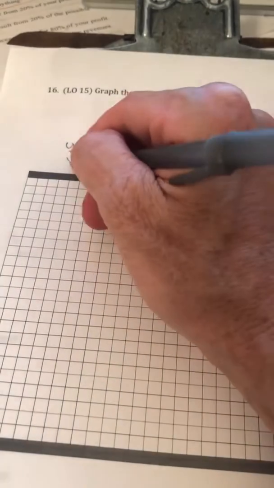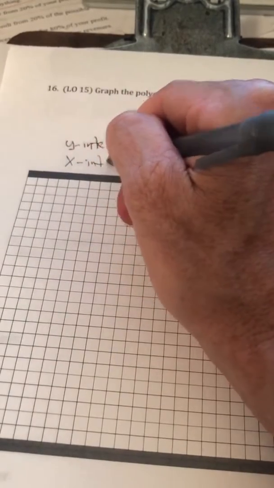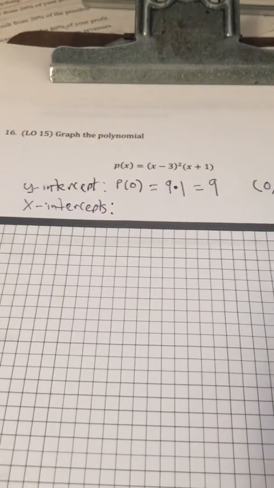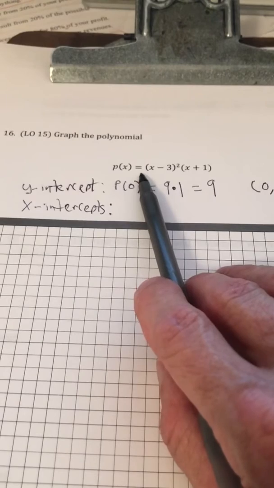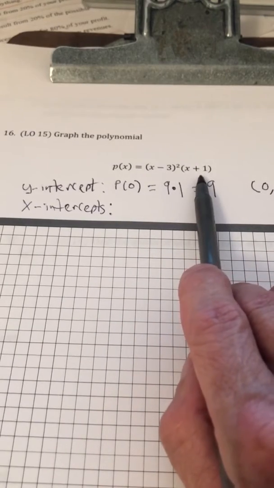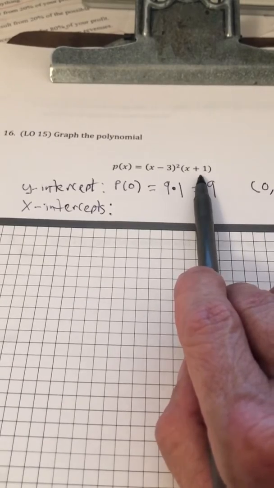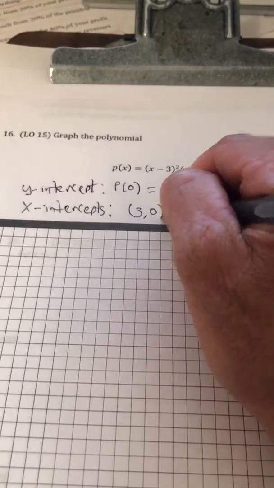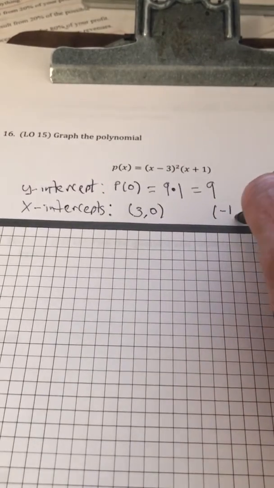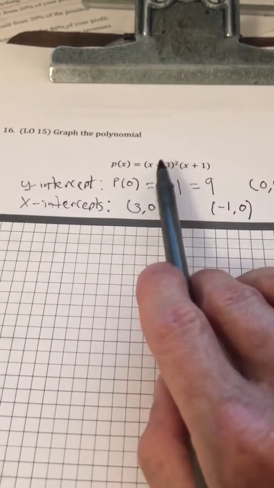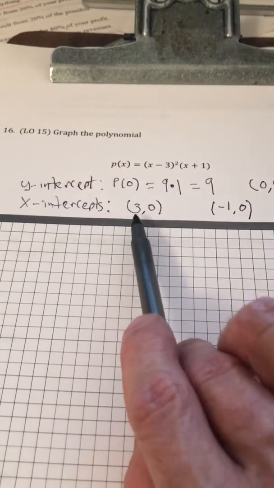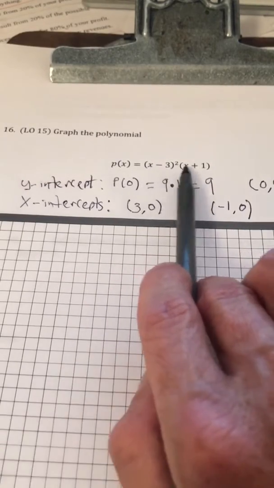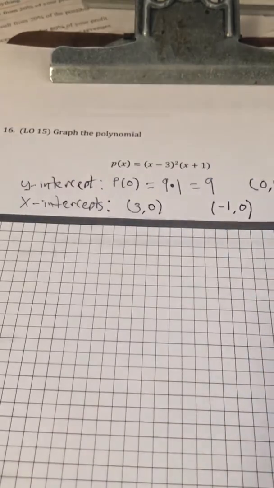Now, what about the x-intercepts? Well, the values of x that make this function equal to 0 are easy to find because this polynomial is given to us in completely factored form. We're really using the factor theorem. You should realize that. So, the x-intercepts are 3, 0, and also negative 1, 0. The values of x that make the polynomial 0 are 3 and negative 1, because for the factor x minus 3, if x is equal to 3, x minus 3 is equal to 0. And for x plus 1, if x is equal to negative 1, x plus 1 is 0.